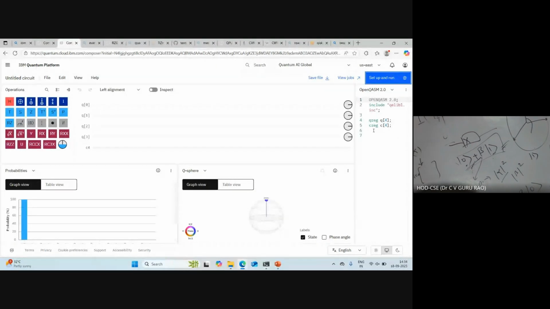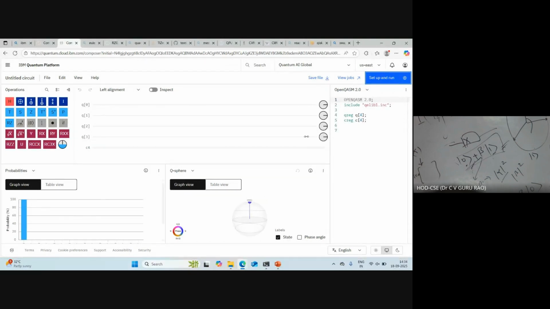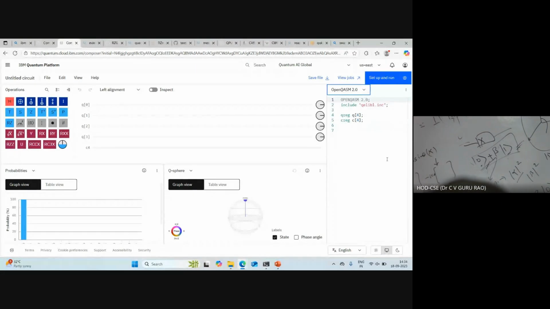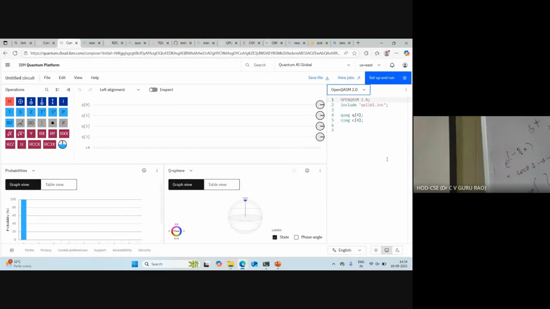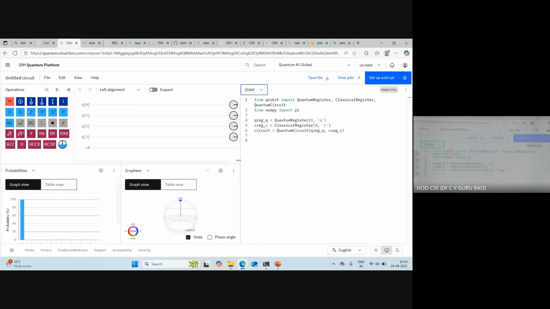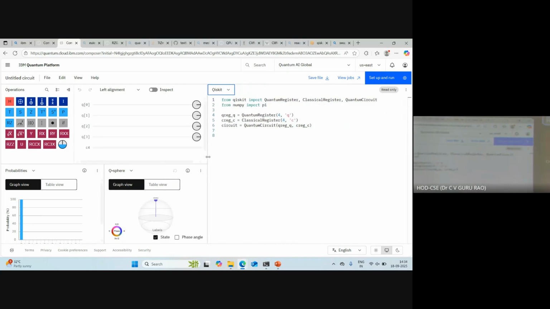Okay. So on this right side, we have some programming written over here. By default, it is OpenQASM. Otherwise, you can change it to Qiskit as well. Okay, so Qiskit would be easier to see over here.